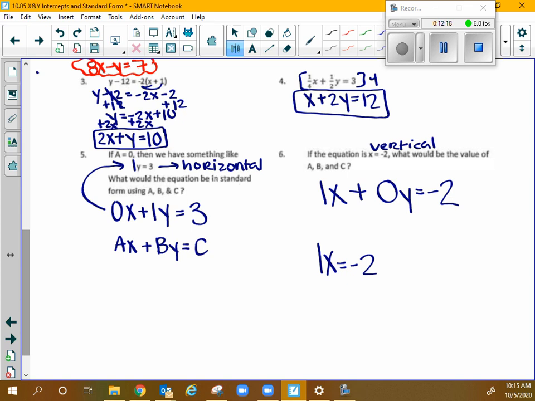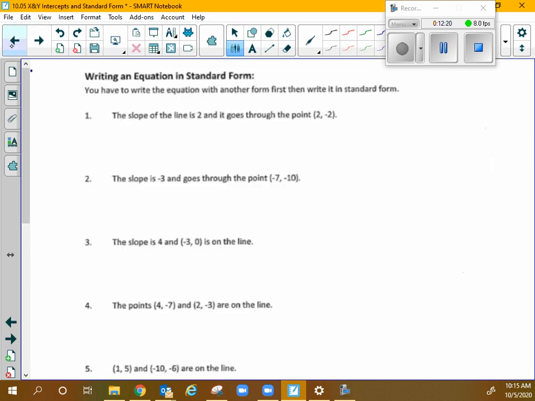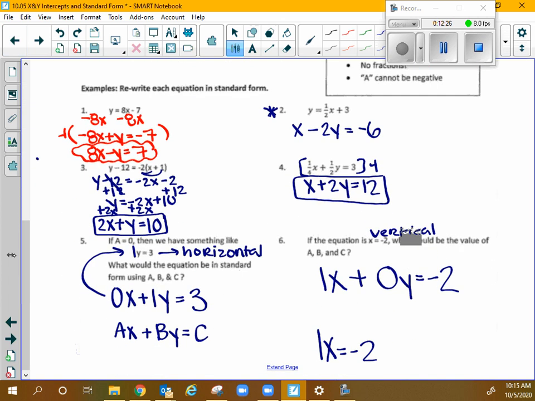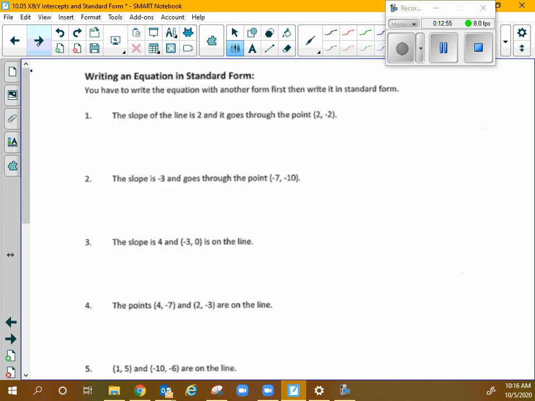Okay. Yes. Well, in that case, that would be your x-intercept because it's a vertical line, right? It doesn't have a y-intercept. Yes. Yes. Okay, let's do one more.